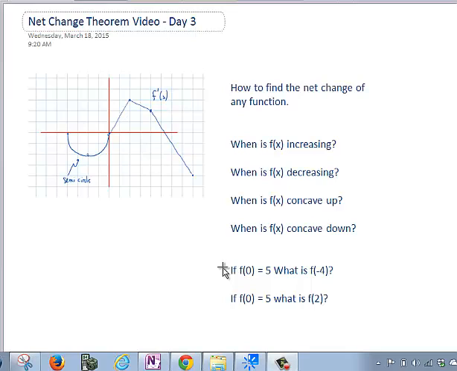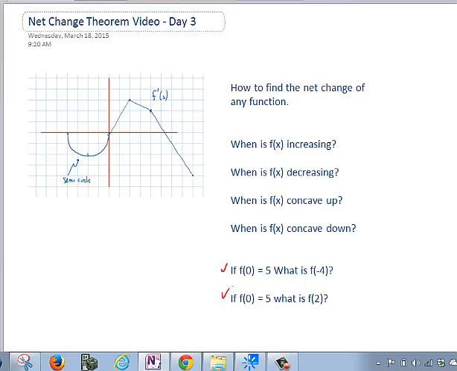Today we're going to focus on how to find the net change of a function using the derivative graph, and we're also going to talk about using that derivative graph to find out when it's increasing, decreasing, concave up, concave down. In the last two questions here, we'll be focused more on the idea of net change to find the answers to those questions. So I want to make this video short and sweet.